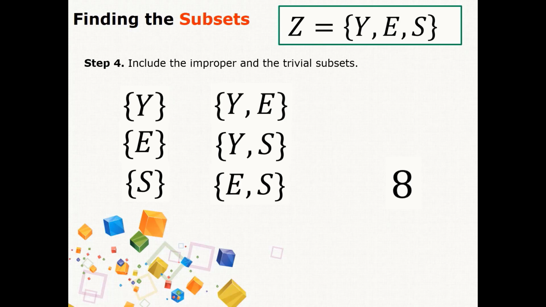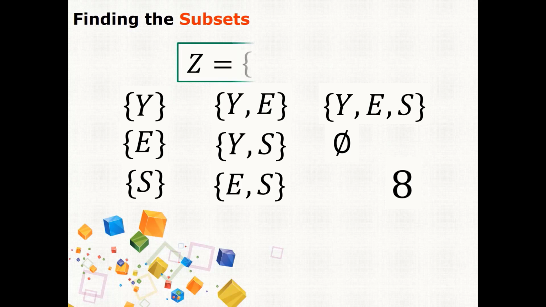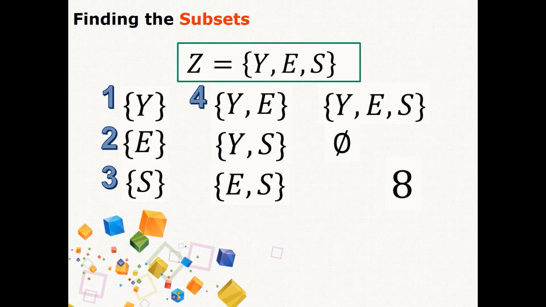And step 4, we now include the improper subset, which is the set itself, and the trivial subset, which is the null set or the empty set. Let us count the number of subsets. You have 1, 2, 3, 4, 5, 6, 7, 8. Those are the 8 subsets of set Z.